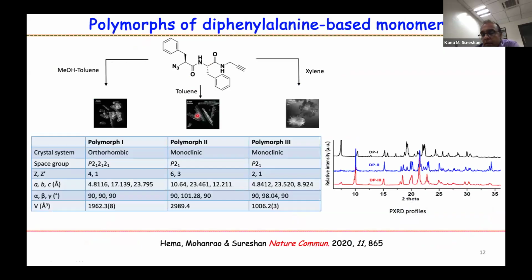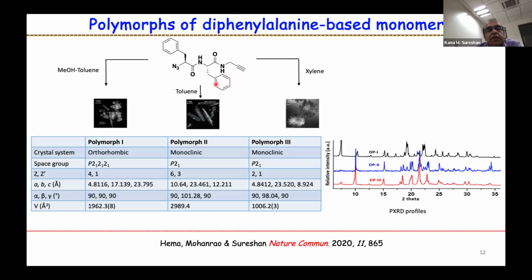So again, as I already mentioned, crystallizing a pre-synthesized polymer is almost impossible because, first of all, most polymers may not be soluble enough to crystallize, and they won't easily crystallize. You may not have a purely crystalline phase; you may have a semi-crystalline system at the maximum. So we thought with our chemistry we can make the monomer crystals and do the topochemical polymerization to get different polymers. Essentially, by making polymorphs of the monomer and doing the topochemical reaction, we can get polymorphs of the polymer.